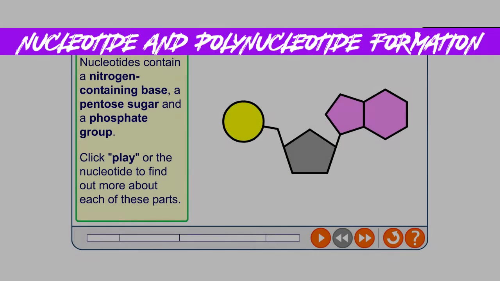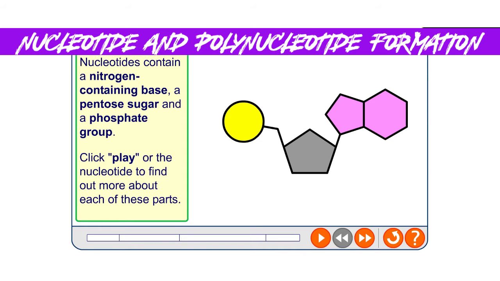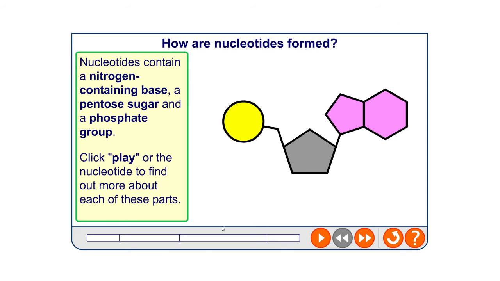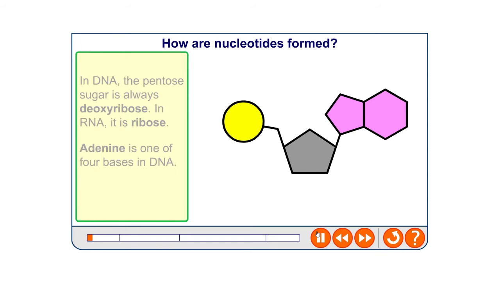In this video we'll look at how nucleotides are formed and how we make polynucleotides. All nucleotides contain a nitrogen containing base. They have a pentose sugar and a phosphate group. So what we'll do in this first part of the video is look at how they're put together.